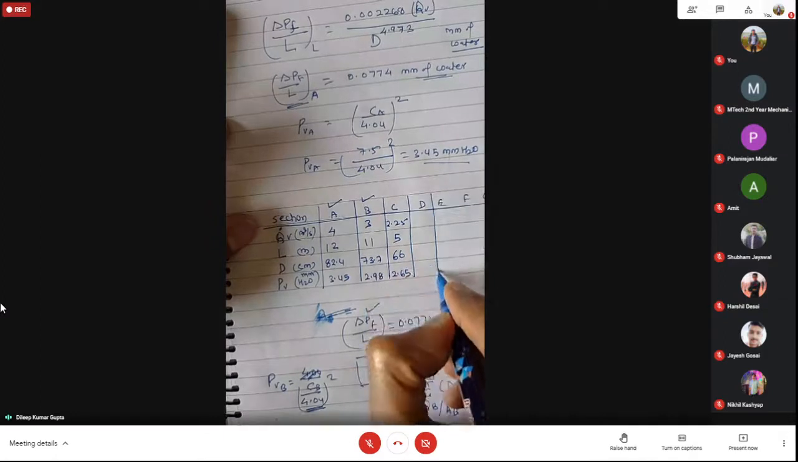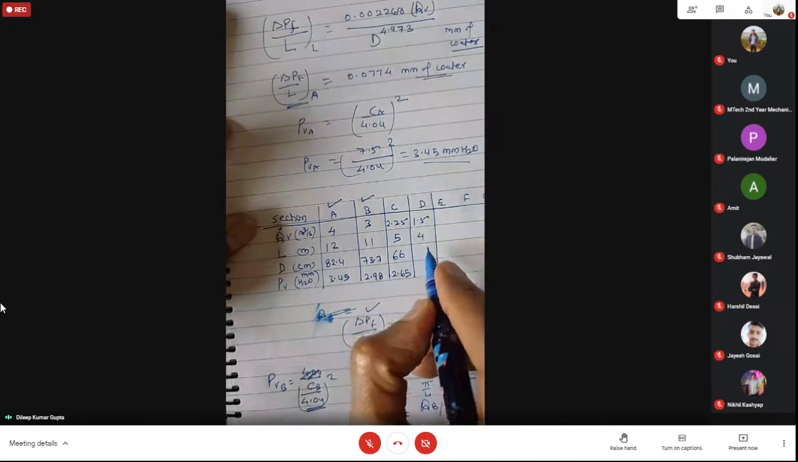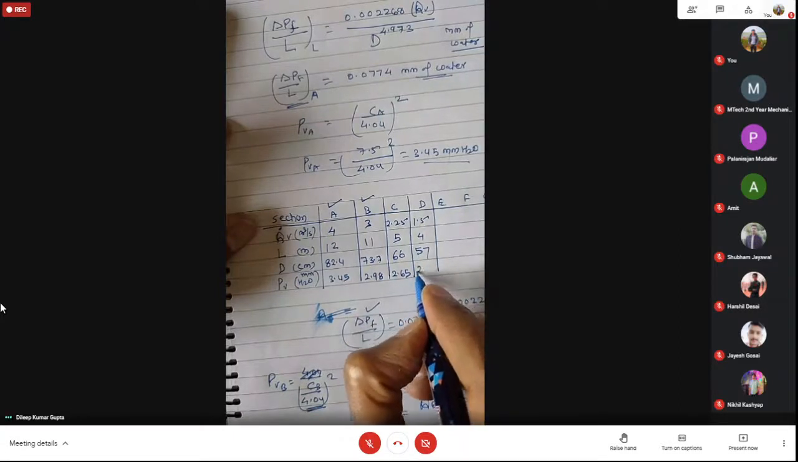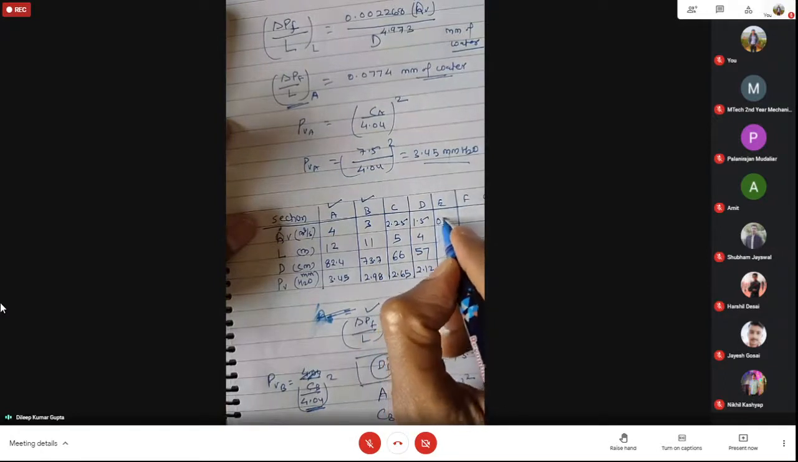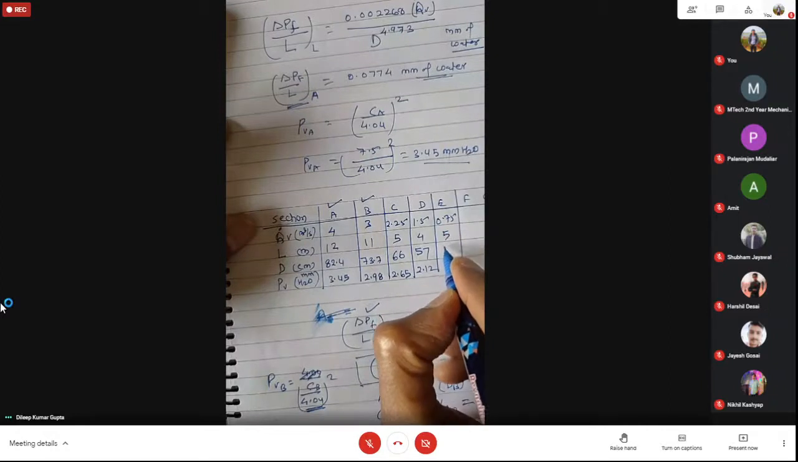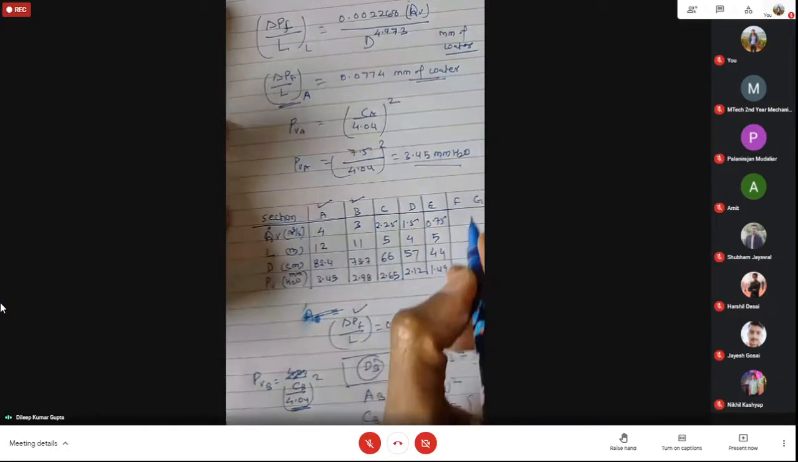Again for this section, we'll get 1.5 here. The section size was 4 meter. We'll get 57 here, and we'll get 2.12 here. Going for E, the value will be 0.75 here, and 5. This is 45, which we'll calculate. Then we'll calculate 1.49 here.